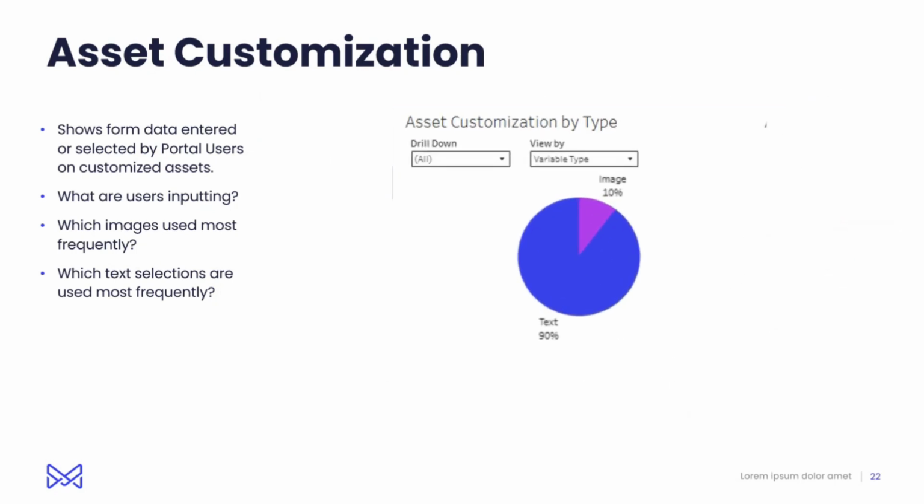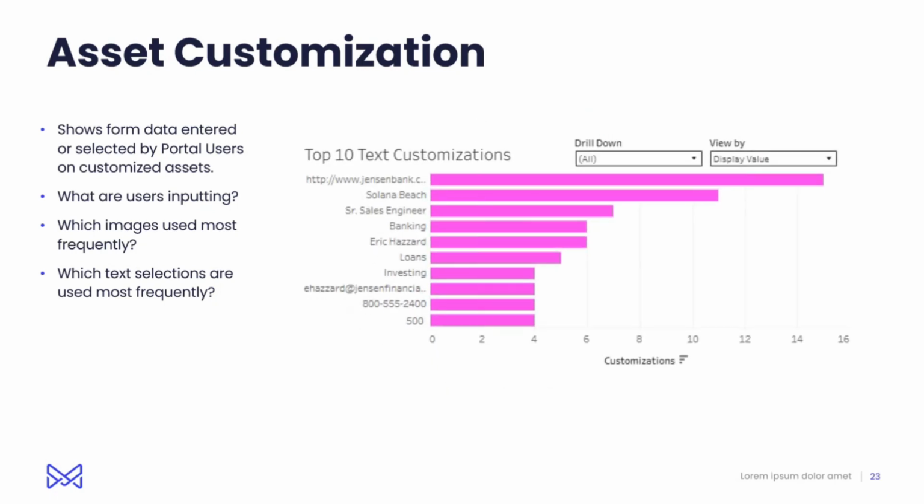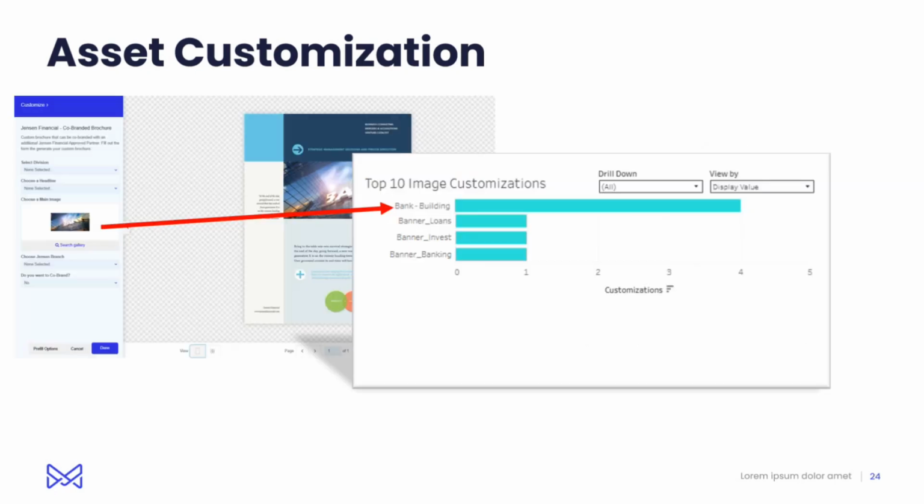As we go into this dashboard, we can look at the asset customization by type chart and see the percentage of text and image template fields that are used in my customizable assets. For my portal, you can see that my templates primarily have text that is customizable. We can also see the top 10 text customizations. So these are what your users are inputting into those text fields, as well as the top image customization.